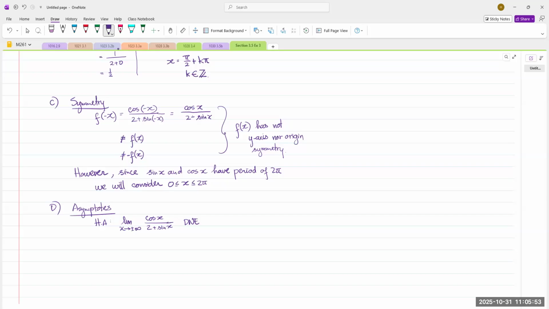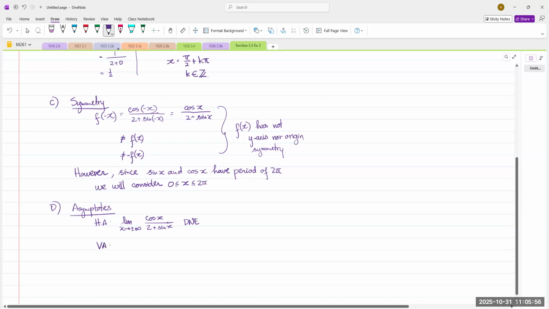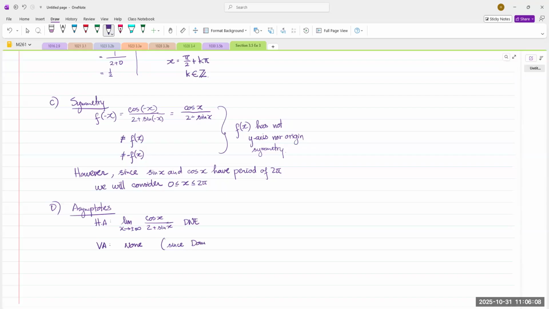Vertical asymptotes. Well, since the domain is all real numbers, there will be no vertical asymptote. Now, at this point, we can say the following, that we will be working with the domain from 0 to 2 pi only.